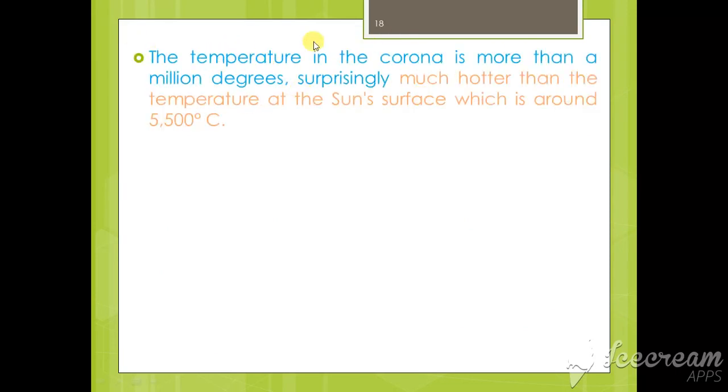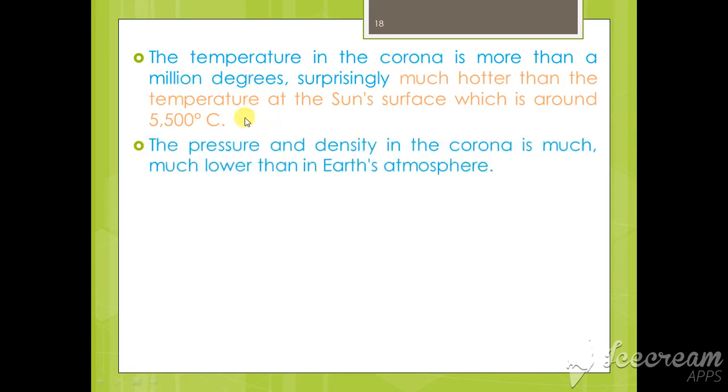The name corona is very popular these days due to the pandemic-causing virus, but the name was first given to the sun's outermost layer. The temperature in the corona is more than 1,000,000 degrees, surprisingly much hotter than the temperature at the sun's surface, which is just around 5,700 degrees centigrade. And this is a mystery. People are trying to understand why this kind of behavior is shown by the corona.